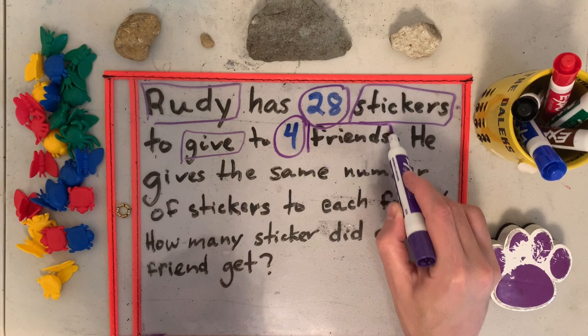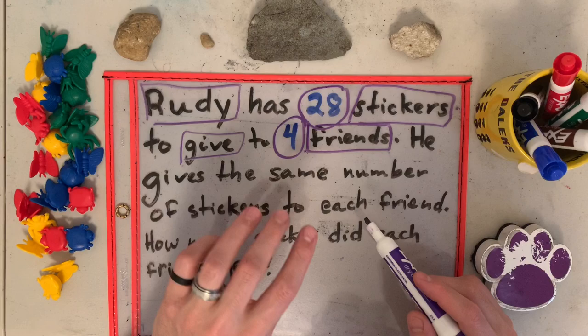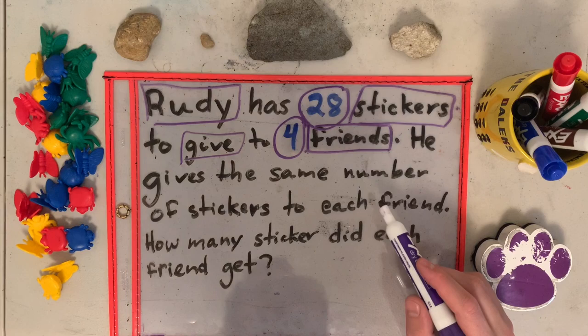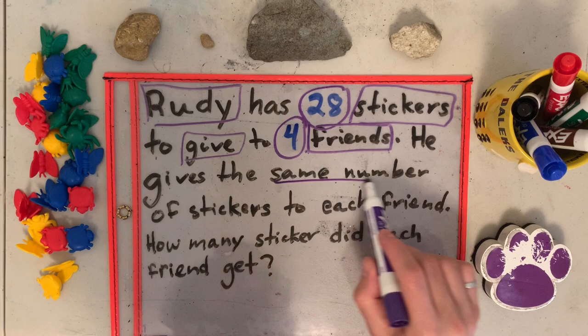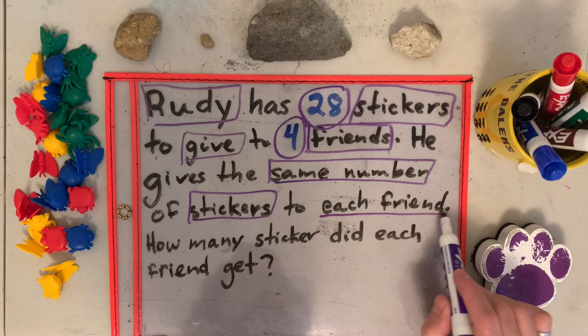Así que ella le va a dar 28 stickers a cuatro amigos. Así que ella tiene 28 stickers y se los va a dar a 4 amigos. He gives the same number. So it has to be the same number of stickers to each friend. So cada amigo recibe la misma cantidad de stickers.